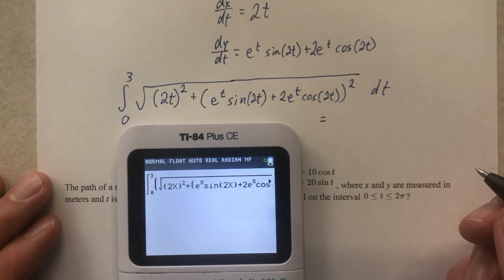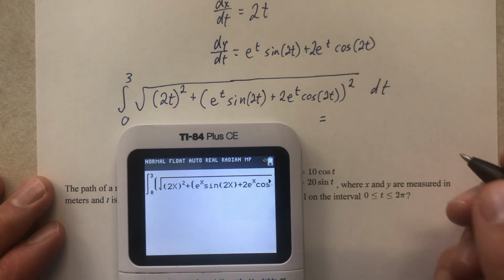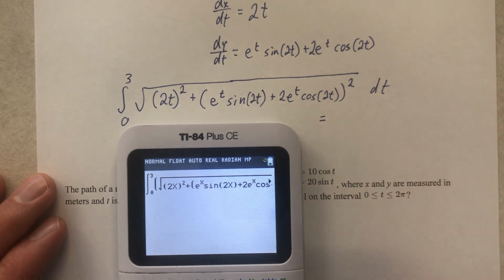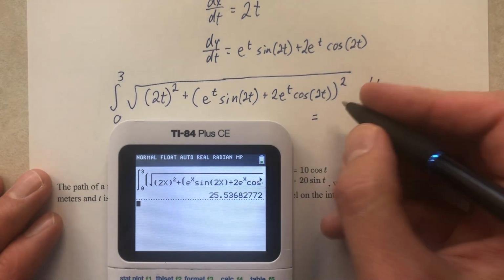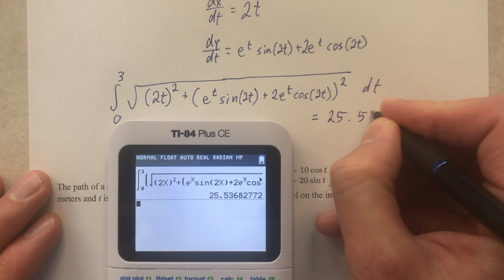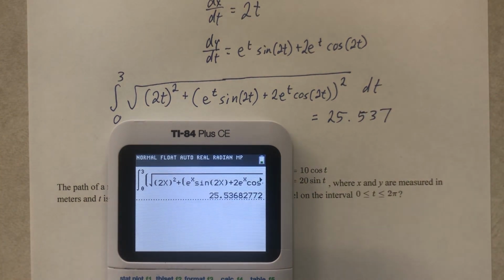I sure hope this is 25.537. I sure hope it shows up in the next 4 hours. Oh, it is. 25.537. Yes. Okay.